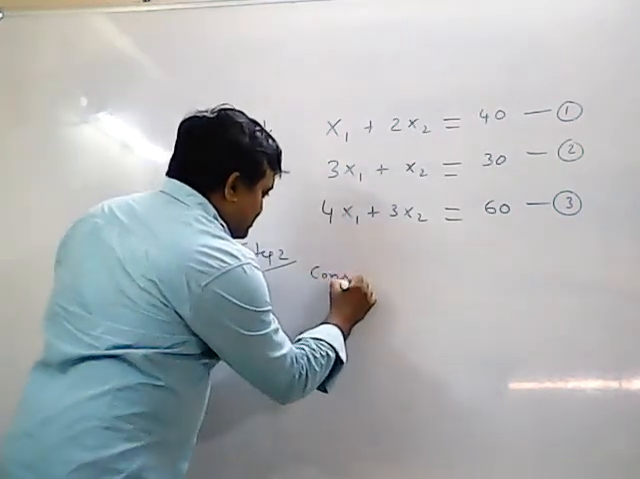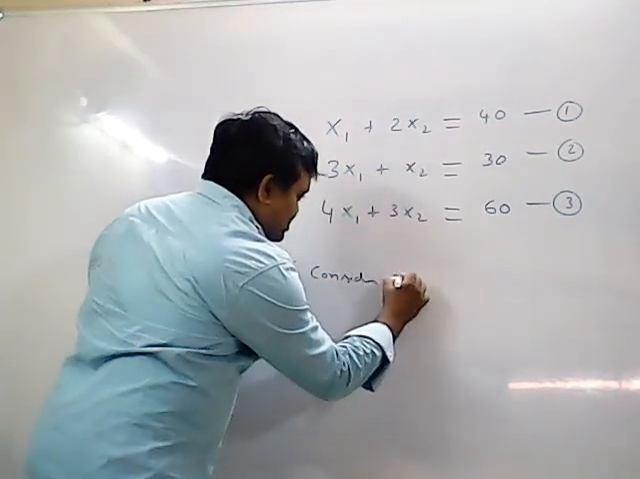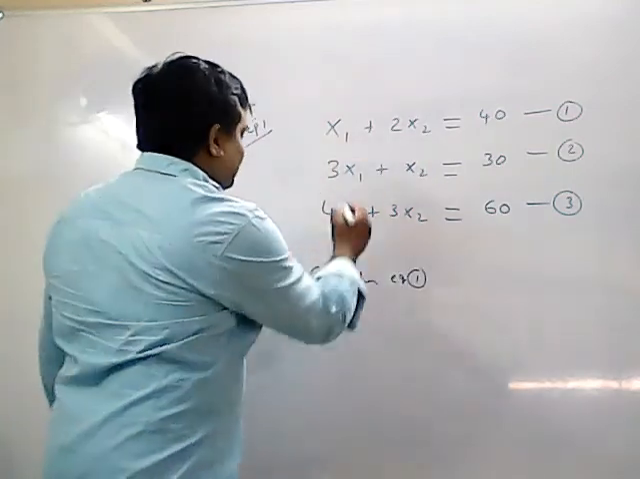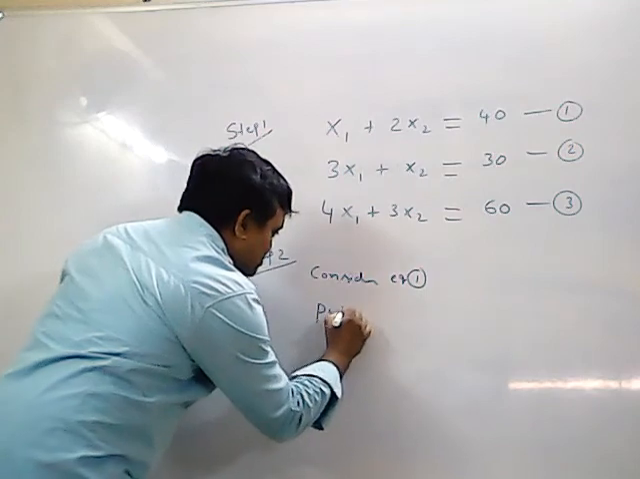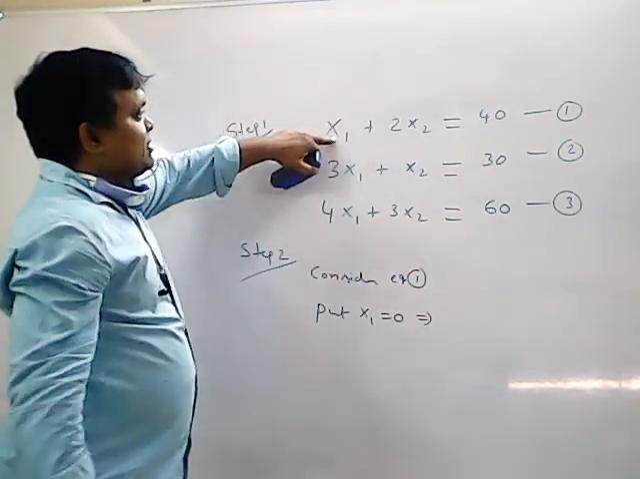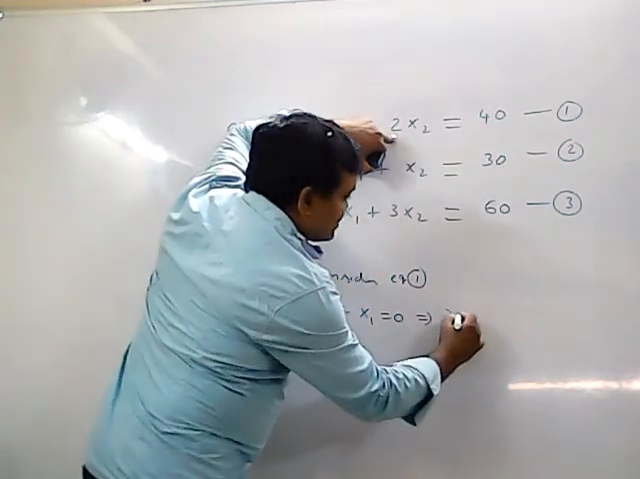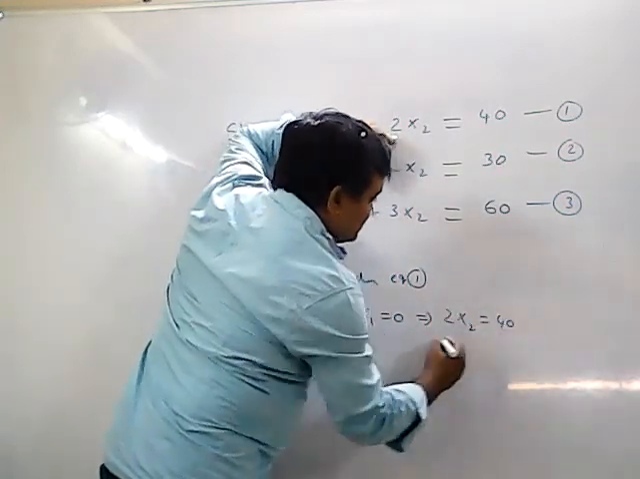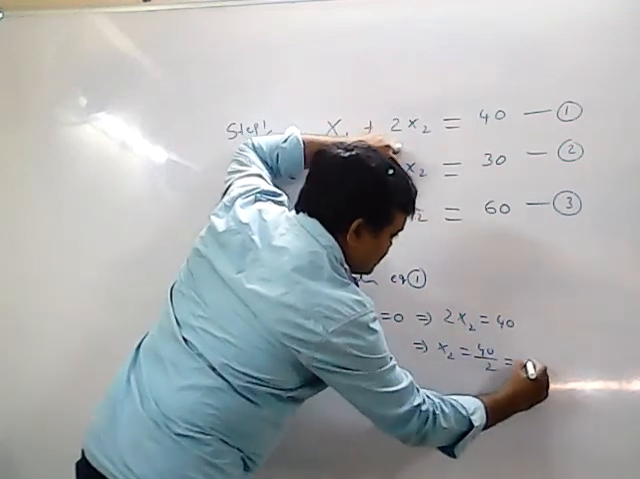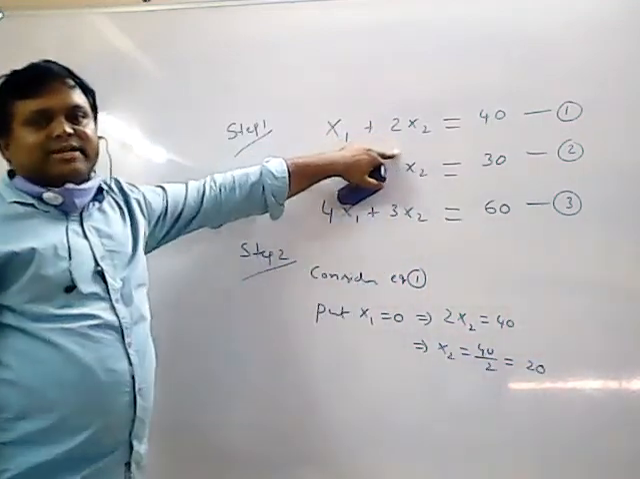So consider equation 1. In equation number 1, put x1 equal to 0. x1 equal to 0 means what do we get? 2x2 equal to 40. That means what is the x2 value? x2 equal to 40 divided by 2, that means 20. 20 is the value.